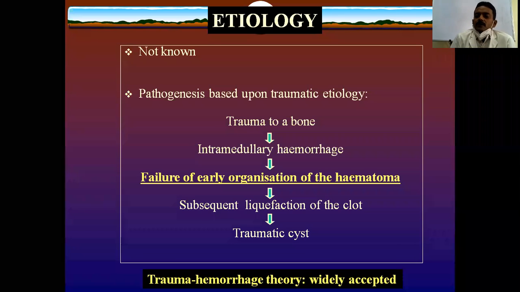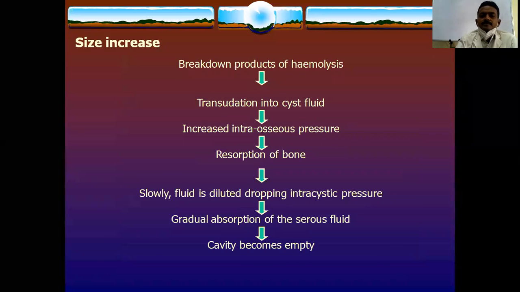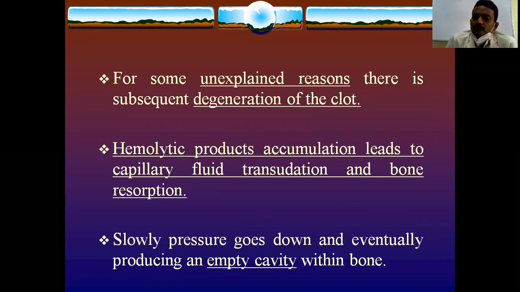These traumatic cysts, I've already told you, are less than 1% of jaw cysts. Most commonly it occurs in the mandible compared with the maxilla. Age predilection is the second decade of life. In the mandible, it occurs in the body or symphysis region, and in the maxilla, it occurs in the anterior region. Subsequent degeneration of the clot is observed, and accumulation of hemolytic products leads to capillary fluid transudation and bone resorption. Slowly, pressure goes down, eventually producing an empty cavity within the bone.